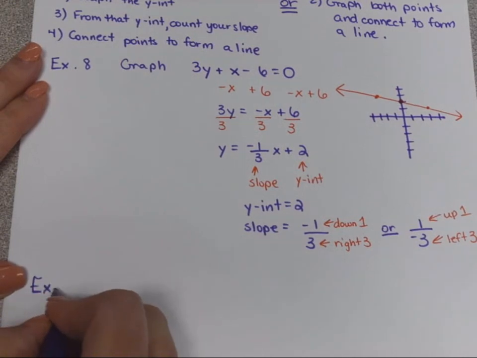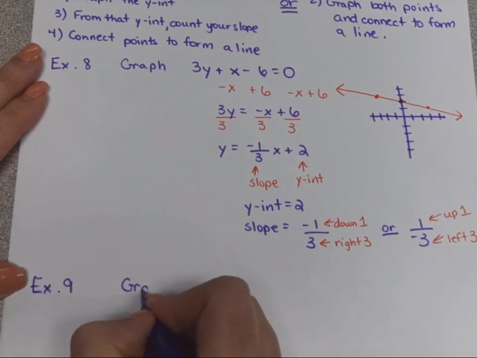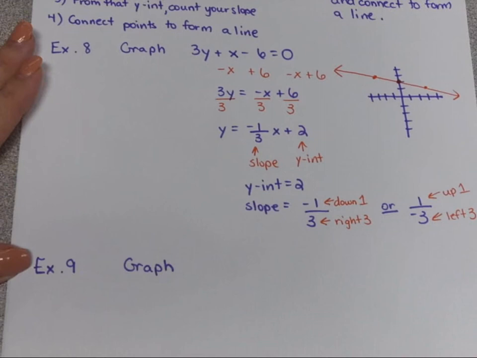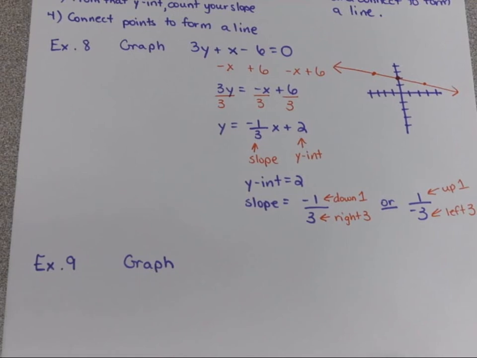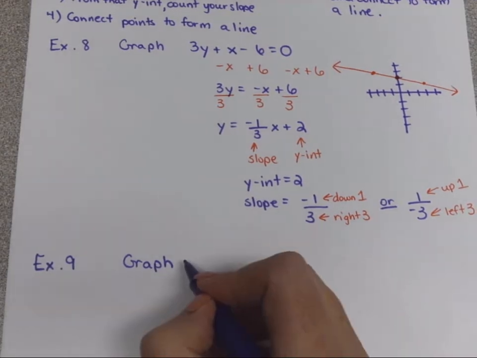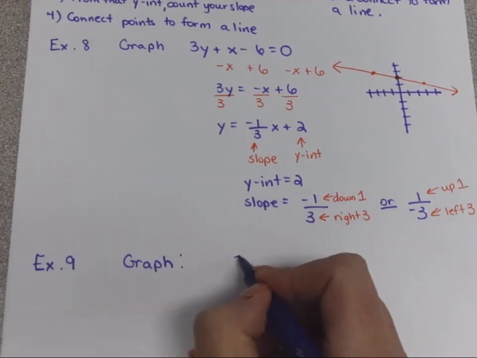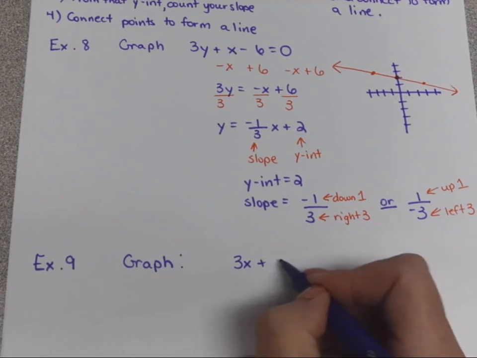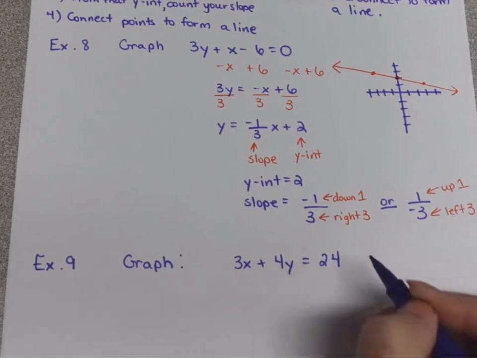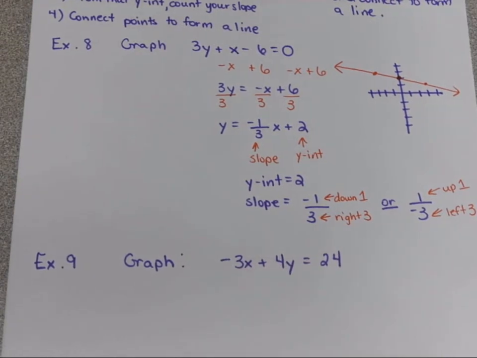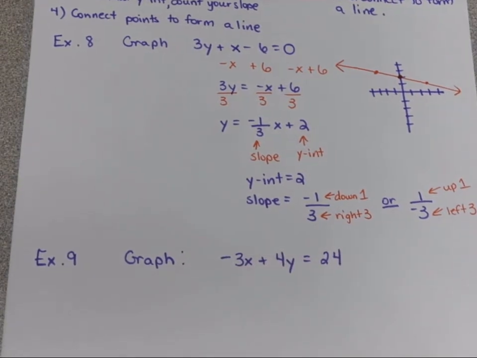So let's look at one, and by the way, this is actually more like what you will see on the comp test. There is one graphing line equation on your comp test. So let's say that I ask you to graph the following. 3x plus 4y equals 24. Let's make it a negative 3x. So negative 3x plus 4y equals 24.